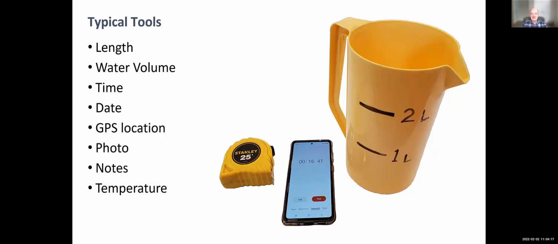And we can do things like measure the length of something. We can use it to measure flow through weirs, for example. And then perhaps if we have a drain pipe that's not gushing out too vigorously, a small container like we have there, a 2 liter or 3 liter container and your stopwatch we can use.